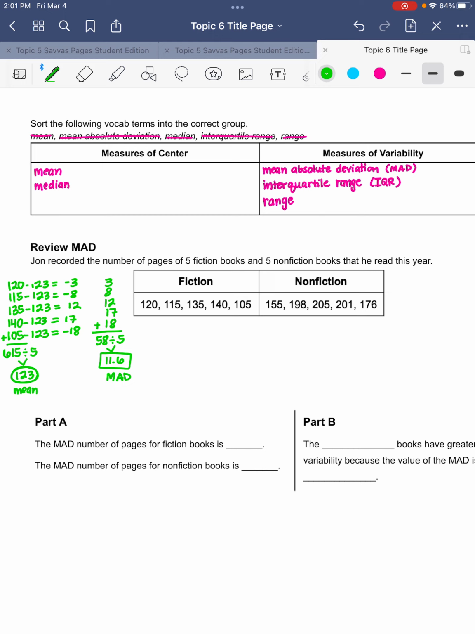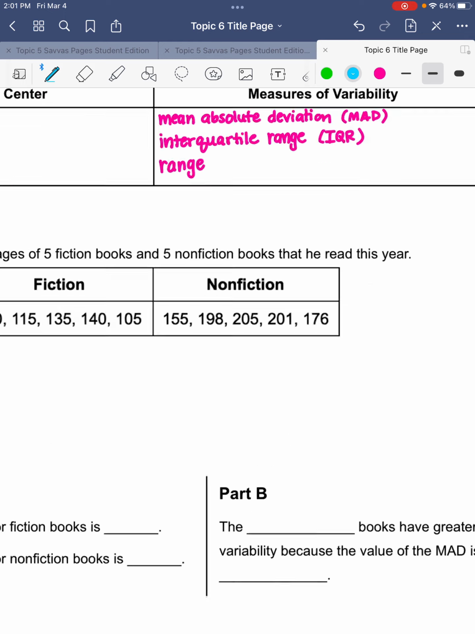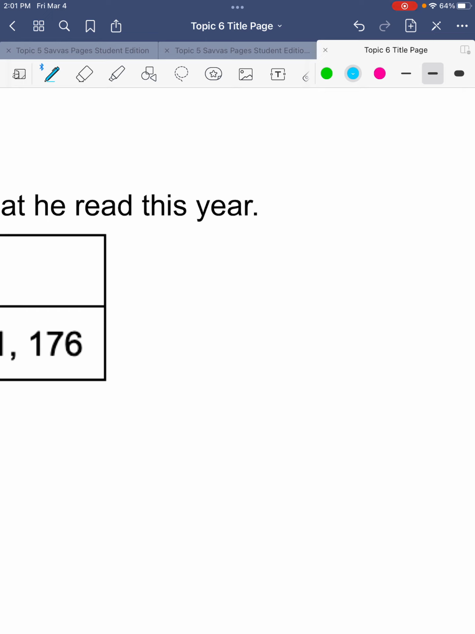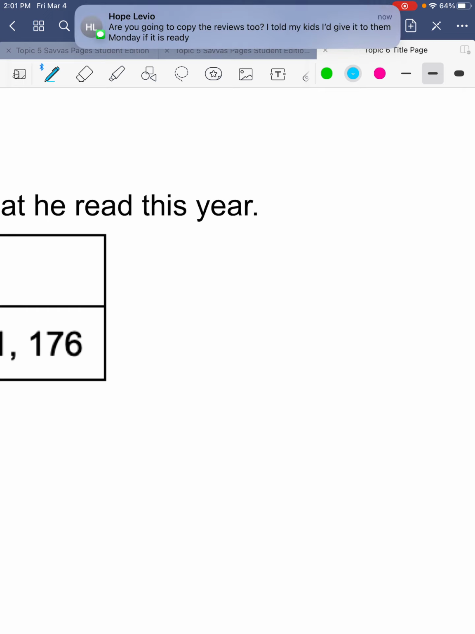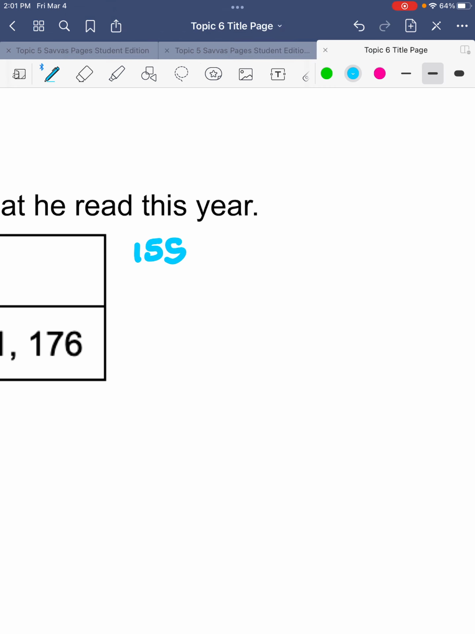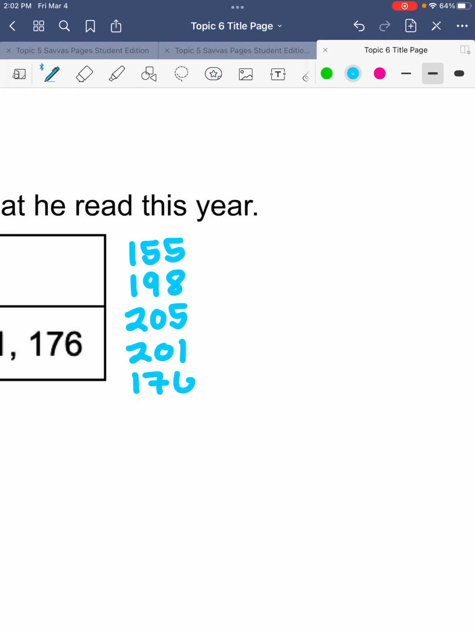Okay, so let's find the MAD for our nonfiction books. So again, I'm going to start by writing my data in a vertical line. So I have 155. Sorry, y'all. All these messages. 155. Then I have 198. Then I have 205. Then I have 201. And then I have 176.